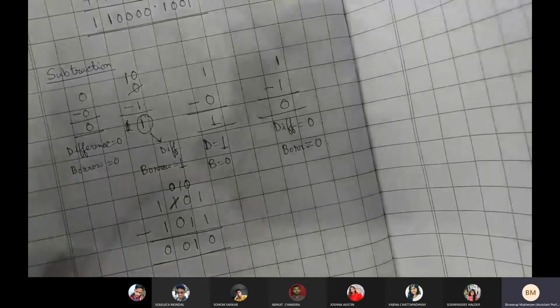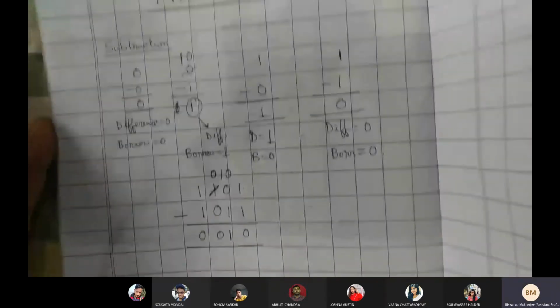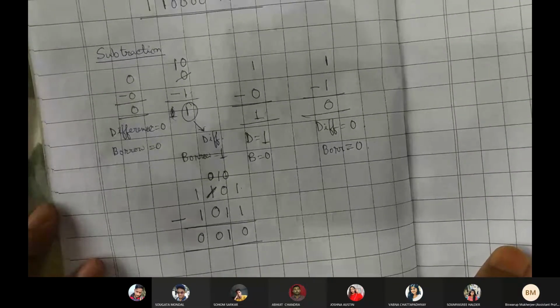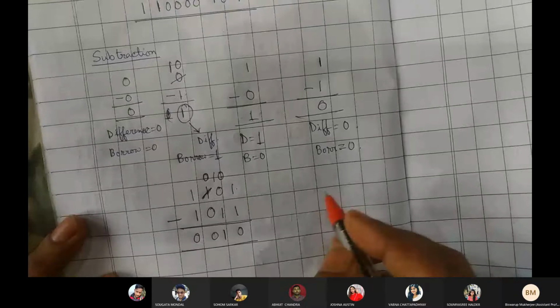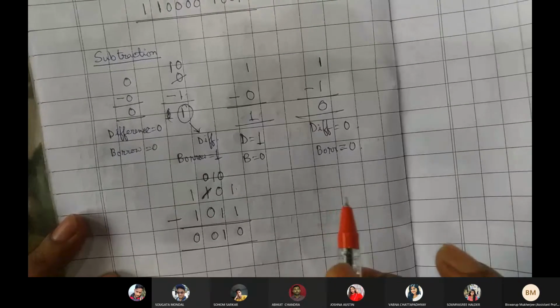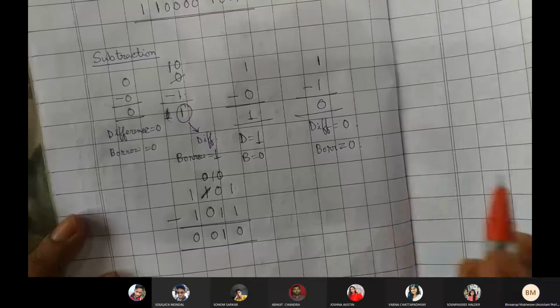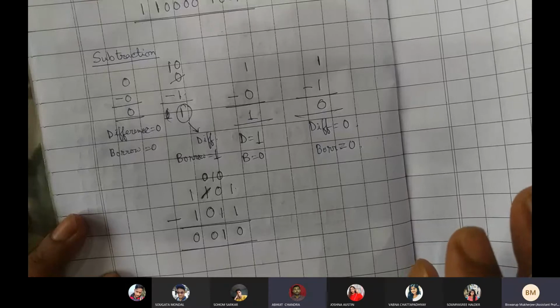Is that clear? Is this binary subtraction clear? Yes, sir. Okay, if it is understood, then fine. Or should I repeat with another example? Is that clear? Yes, sir.